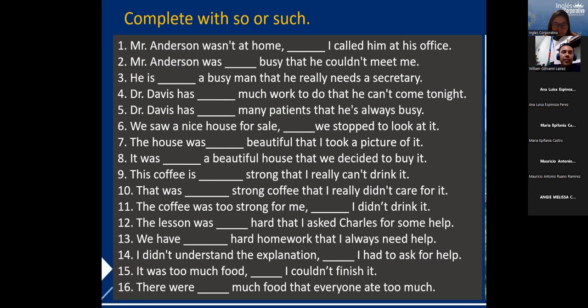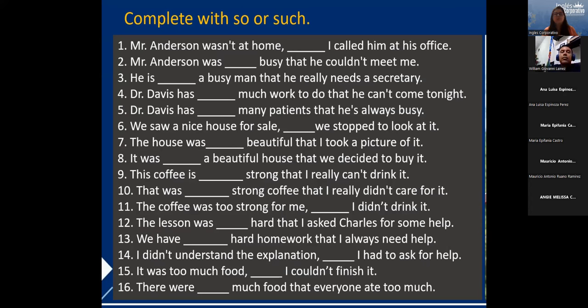Okay. Bien. Empieza. Mr. Anderson was not at home, such a calling thing as his office. Number 2. Mr. Anderson was so busy that he couldn't meet me. Number 3.